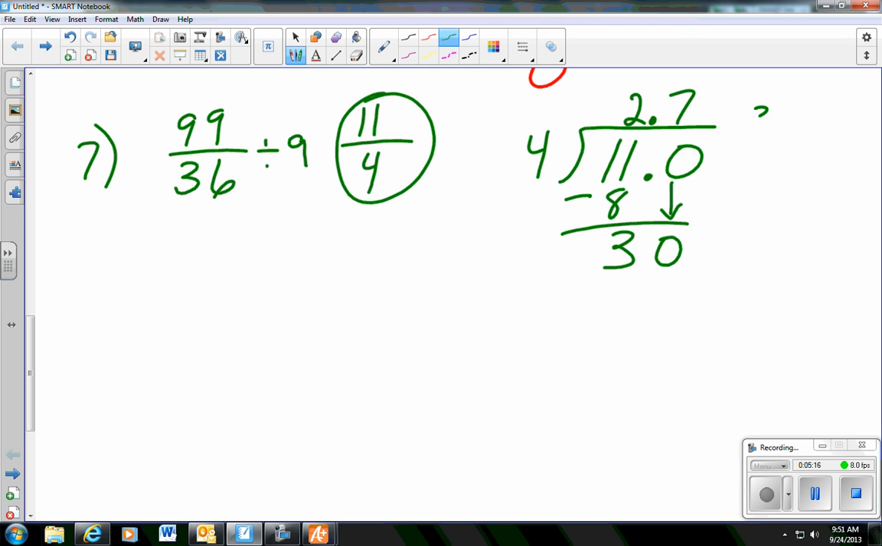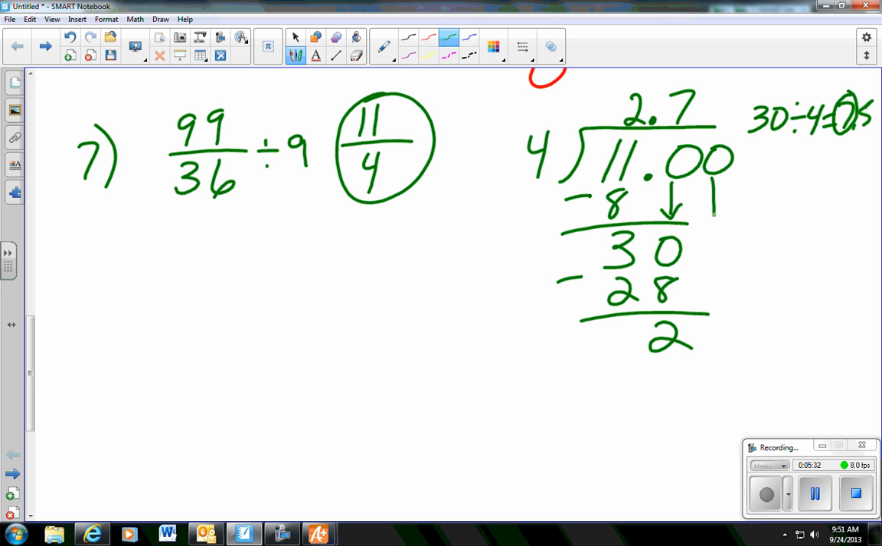If you're not sure, again, you would type in 30 divided by 4. And when you type 30 divided by 4 in your calculator, you get 7.5. And again, we just need the 7. 7 times 4 is 28. Subtract and you get 2.